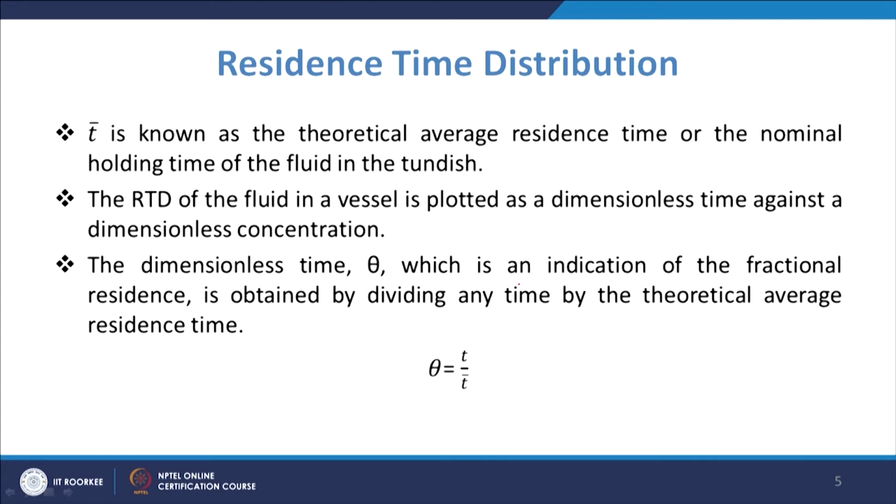Then, the residence time distribution of the fluid in a vessel is plotted as dimensionless time against dimensionless concentration. As we have already discussed, the dimensionless time is indicated by theta. This theta is an indication of the fractional residence, and it is obtained by dividing any time by the theoretical average residence time. So, the time you are representing on the x axis is divided by the theoretical average residence time, and that way you get the x axis, your dimensionless time.